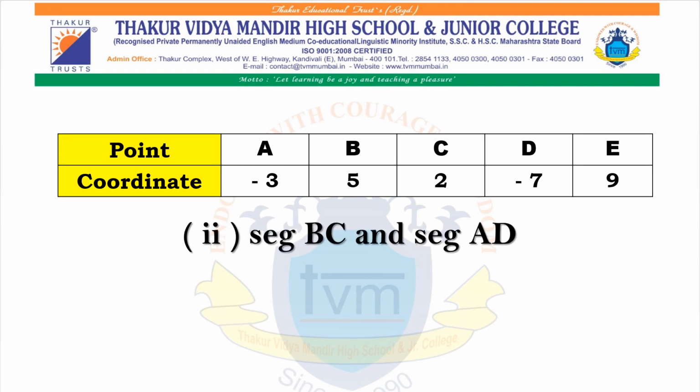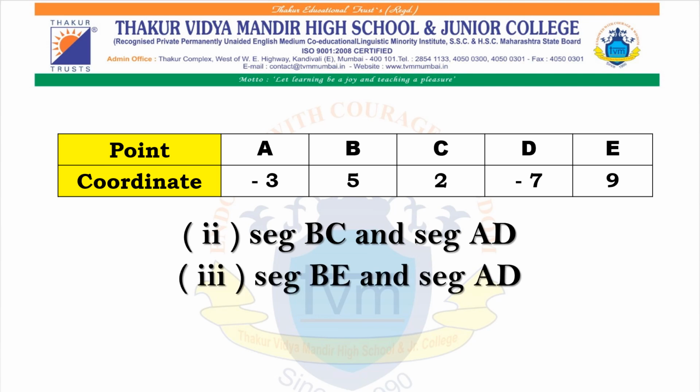Now here we have question number 2, seg BC and seg AD. Here also we have to check whether they are congruent or not. This question you will try on your own. Now we have the next question, question number 3, that is seg BE and seg AD. We have to check whether they are congruent or not. So what to do? You just need to find the length of both the segments using the distance formula. If the lengths of both the segments are equal, then they are congruent. Otherwise, they are not congruent.